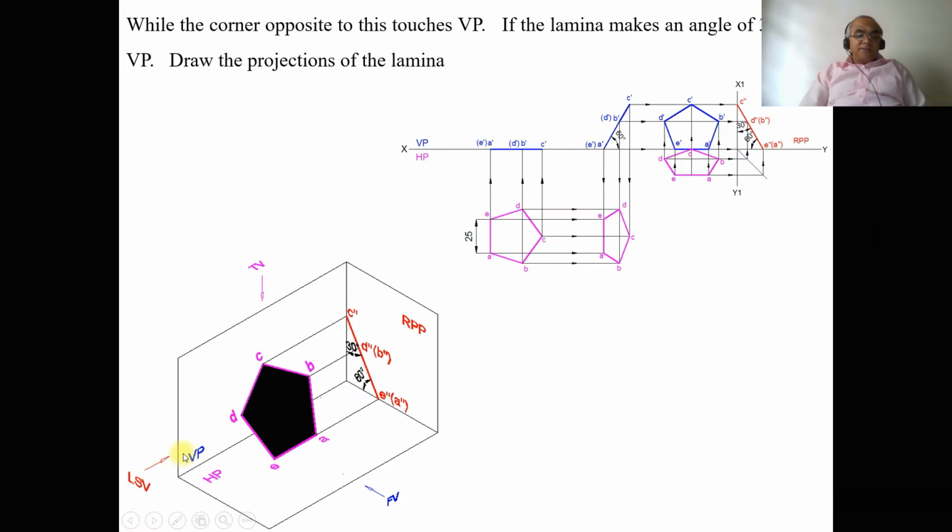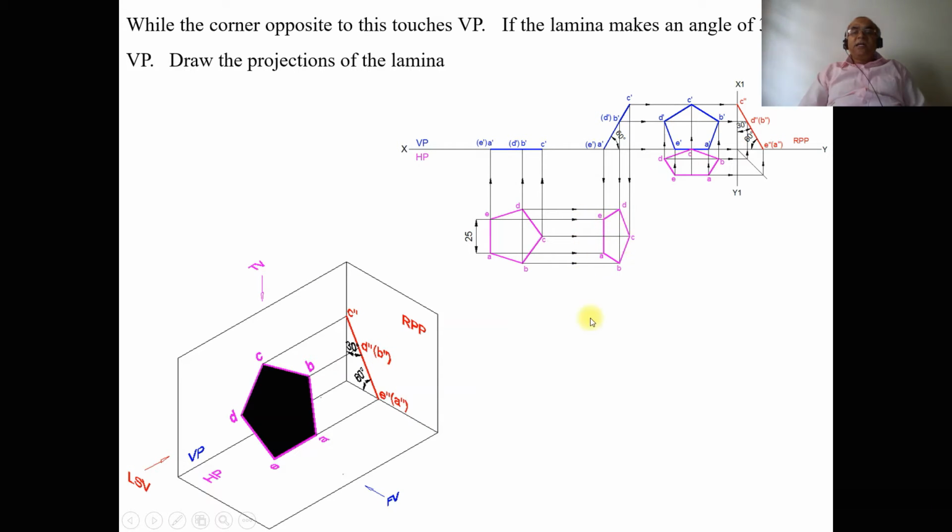As we see from the left side view, E, D, and C are near to the observer. So E double dash, D double dash, and C double dash are visible. And A and B are away from the observer, so they become invisible. You can see that here.